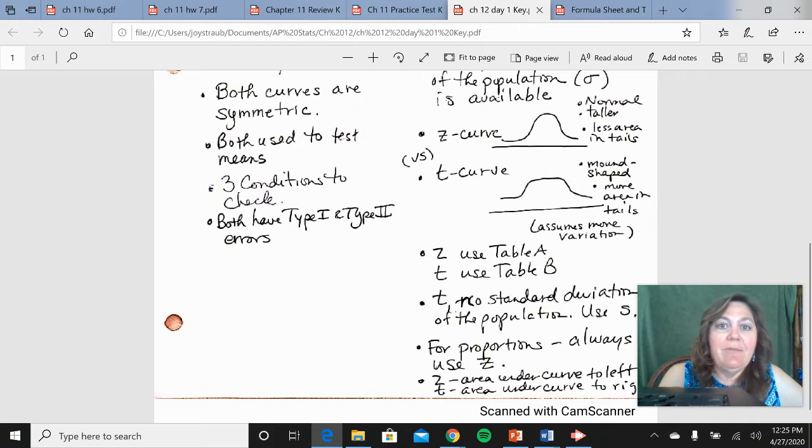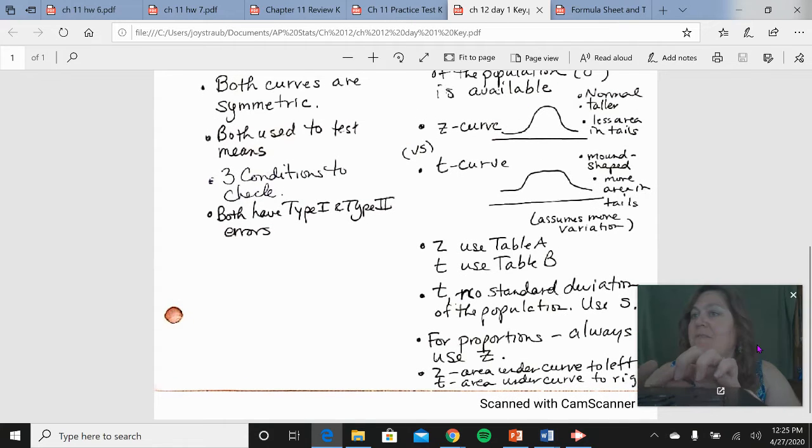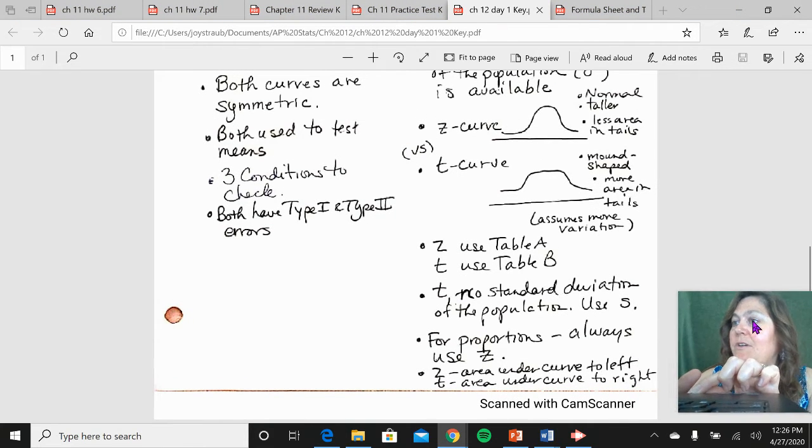The z uses table A, maybe you came up with that, whereas t uses table B. And then, of course, with t, there's no standard deviation of the population known, so we use s. For proportions, you'll always have to use z. And then this is an interesting one that you may or may not have picked up on when you look at the curve. With the z curve, you're always going to the left, and with the t curve, it's always going area under the right. So kind of an interesting little difference there.